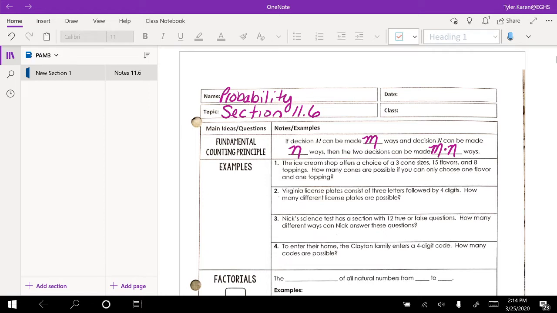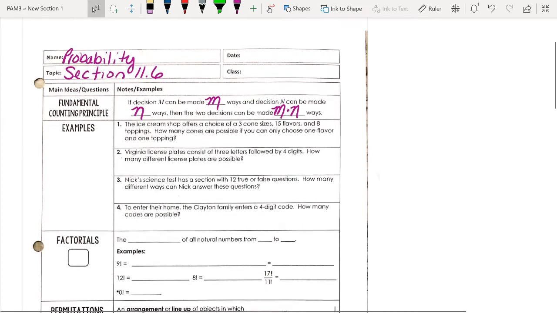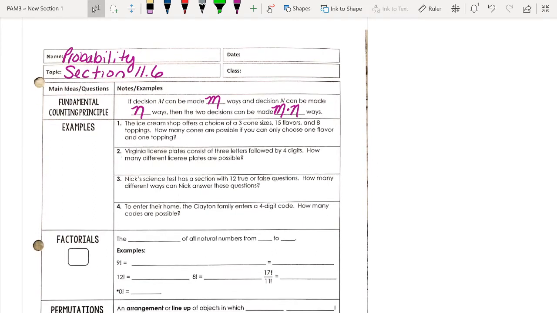So here we go. We have 4 examples. Let me make this bigger. First example: the ice cream shop offers a choice of 3 cones, 15 flavors, and 8 toppings. How many cones are possible if you can only choose 1 flavor and 1 topping? We have the cone size, the flavor, and the topping. Since we have 3 options, let's make 3 spots. The first spot is how many ways you can choose the cone size. There are 3 cone sizes, so there are three ways to choose the cone size.